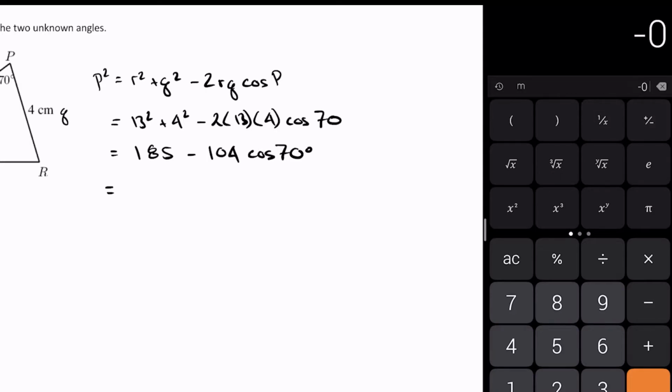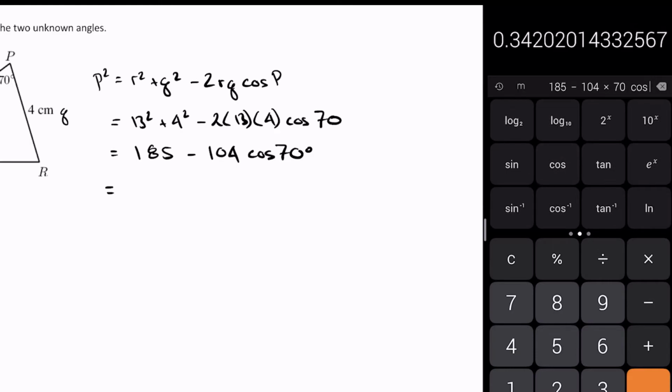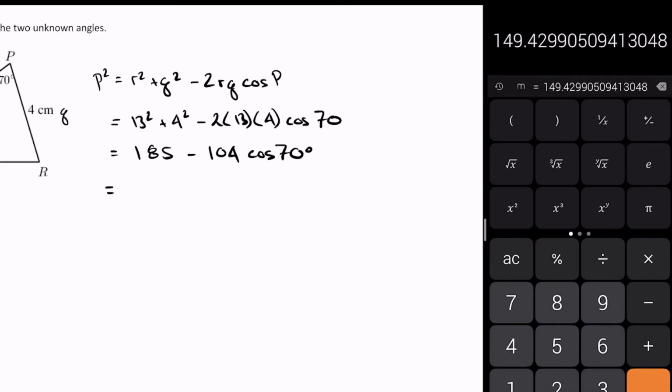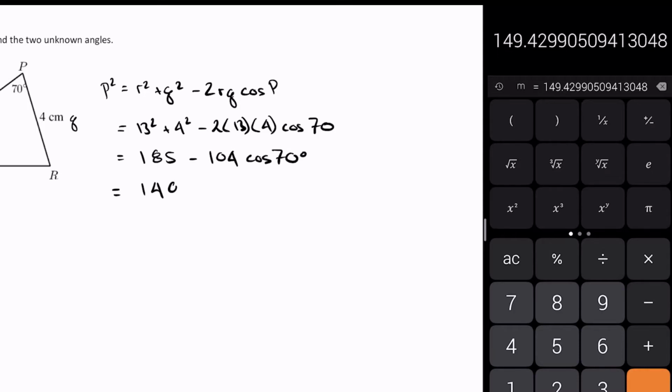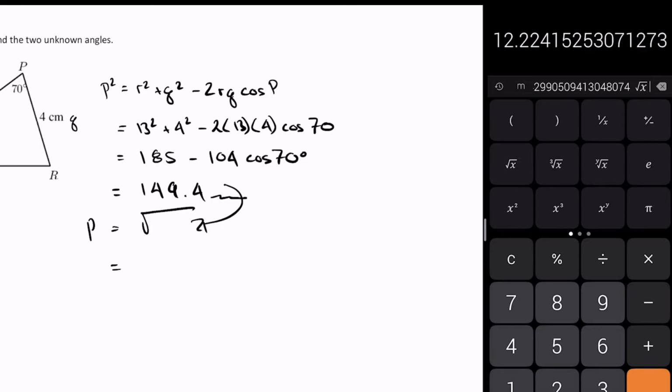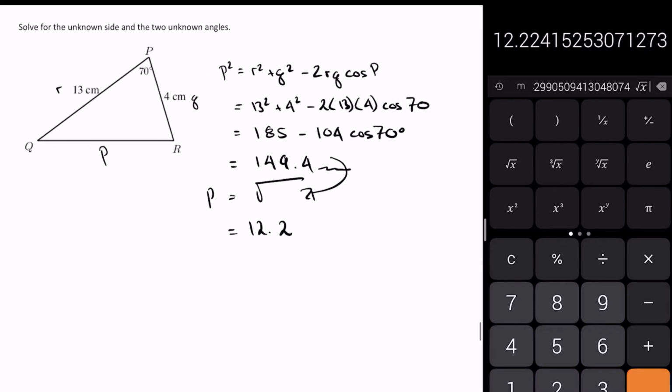Oh, messed up. Let's try that again. Let's start from the front. 185 minus 104 times 70 cosine equals 149.4, whatever. And then we take the square root, which is 12.2. Great, so our p-value is 12.2. We can write that in centimeters.